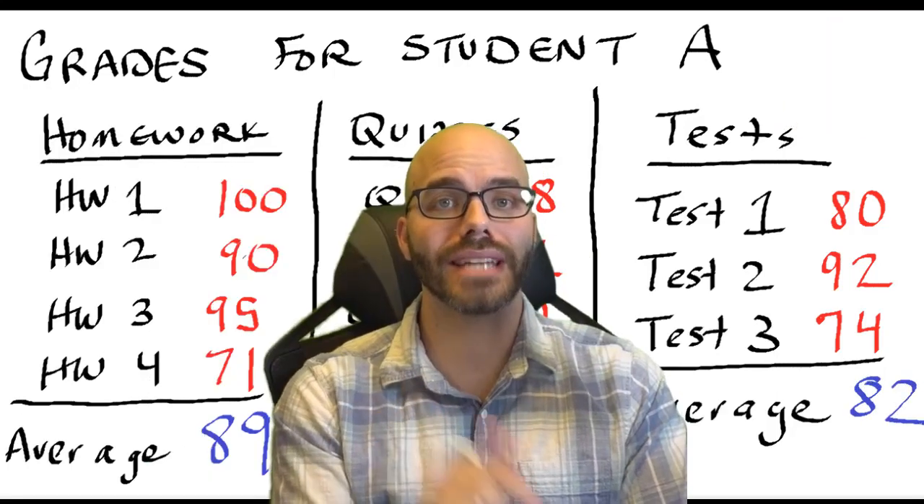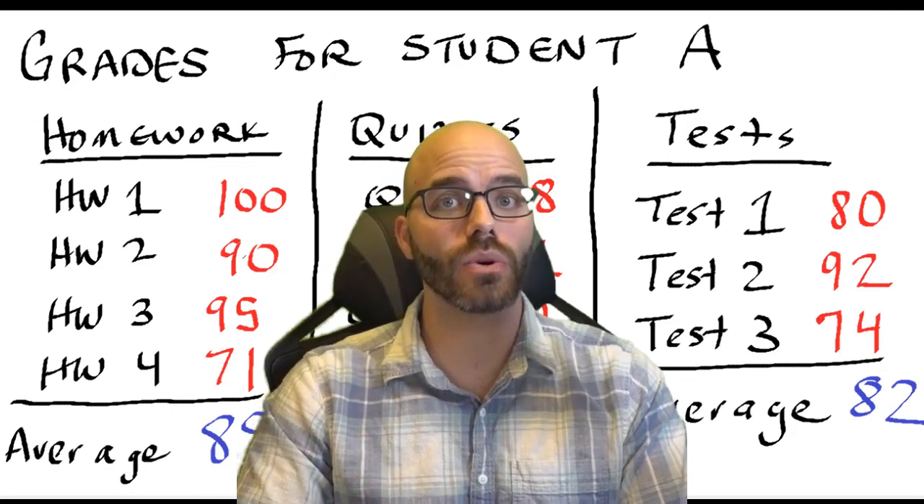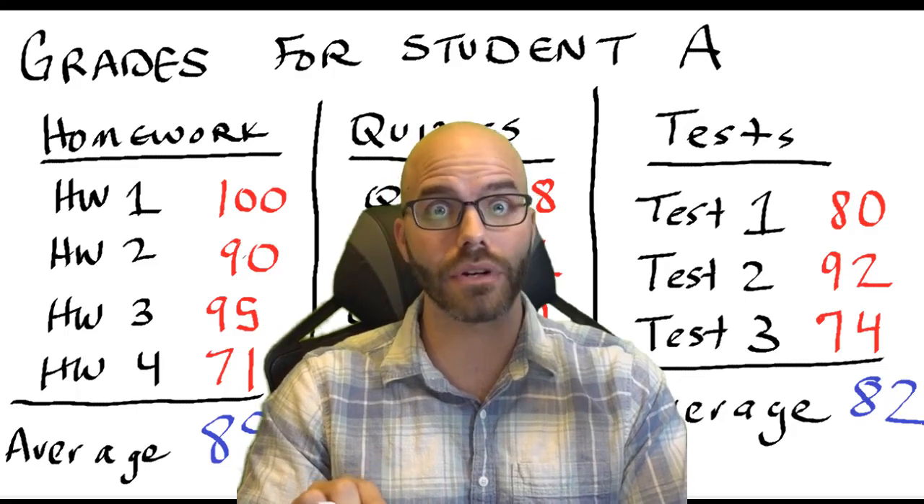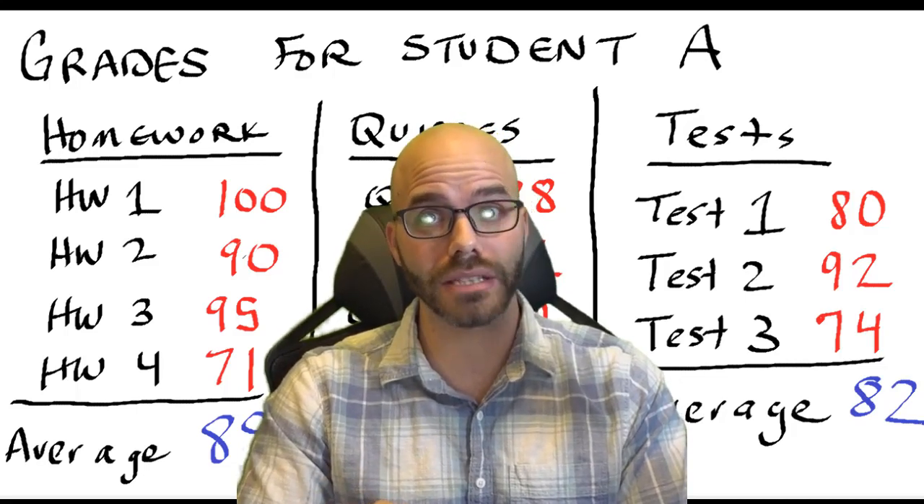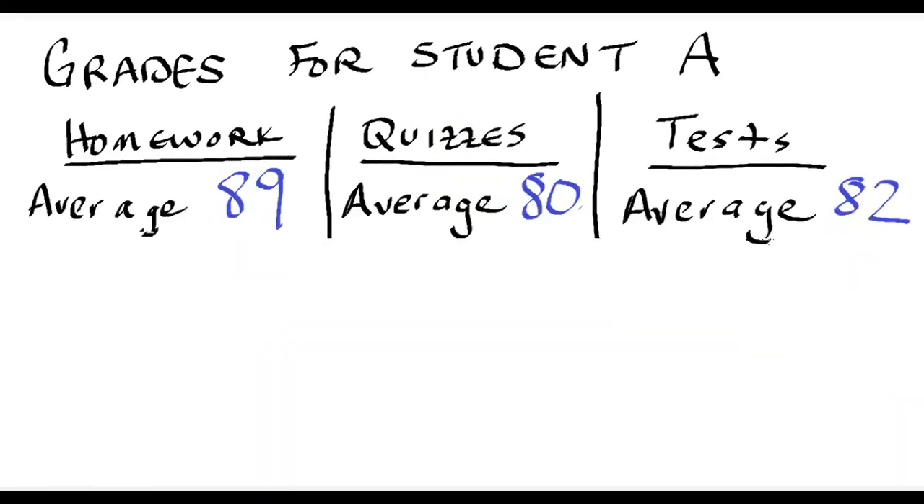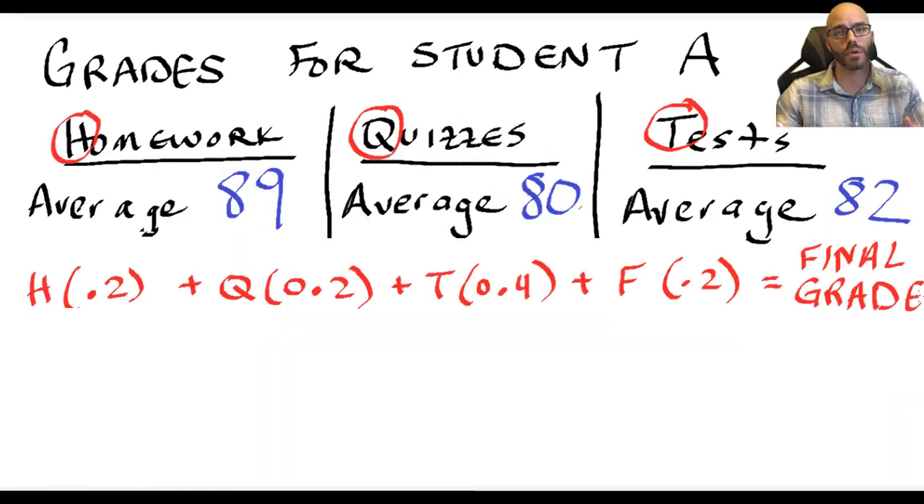All right, so let's take these averages for each of these categories and let's see what we need to make on the final exam to get whatever grade we desire. Now, some may be possible, some may not be possible. So let's check it out. Here's the formula that I like to use. Your homework is going to be represented with an H. Remember, that's the homework category average, which we calculated before.